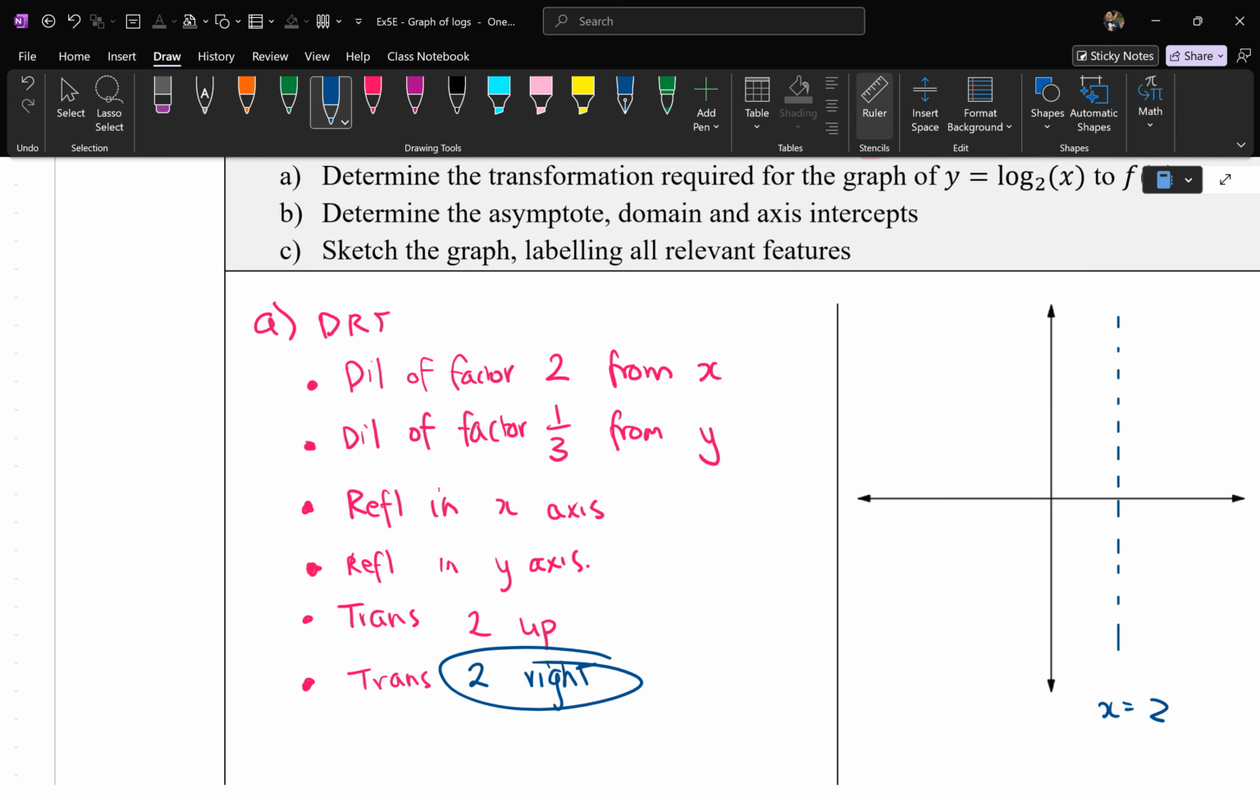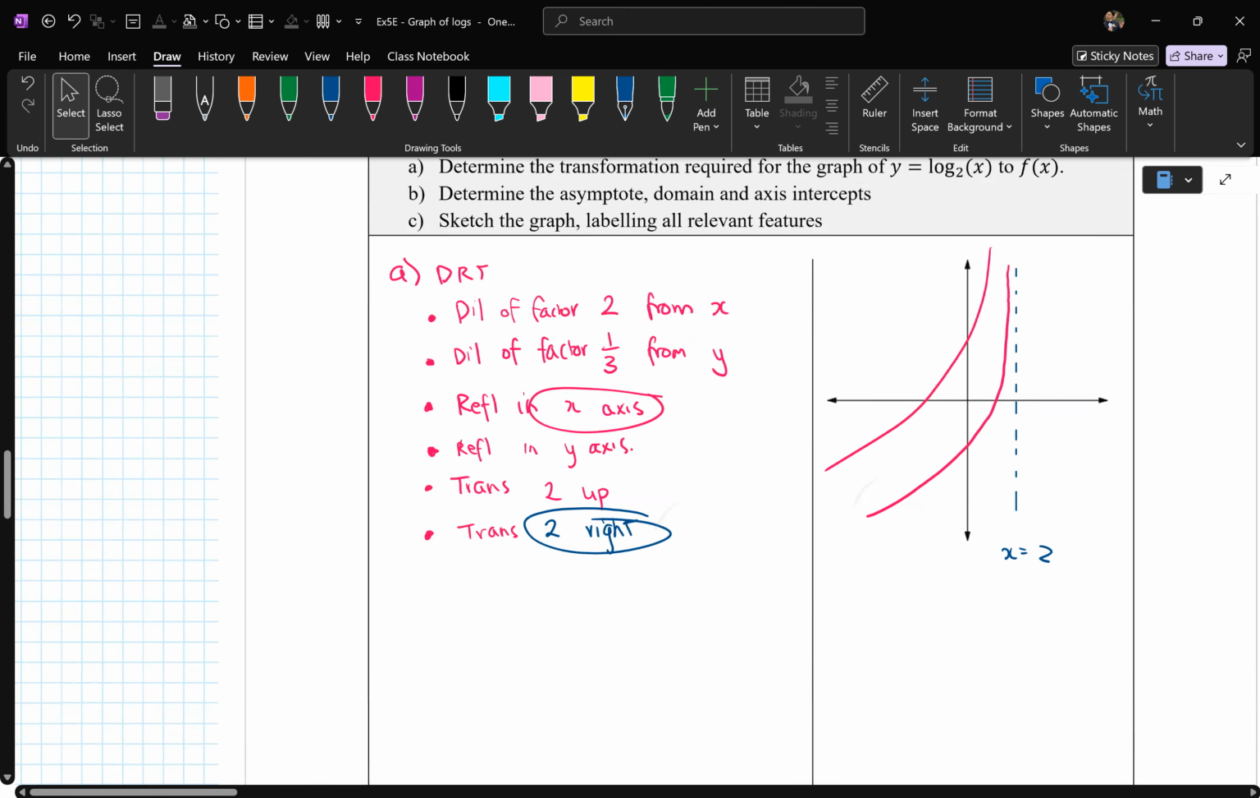So 2 to the right. And is it reflected? Yes, it's reflected in the x-axis. So it normally looks like this. So it flips upside down. But it also has a reflection in the y-axis as well. So we can expect it to look something like this. What I don't know is where the x and y-intercepts are. So I got the shape, but for all I know, it could actually look like that. So what you need to do now is make sure to find the x and y intercepts, if there are any.